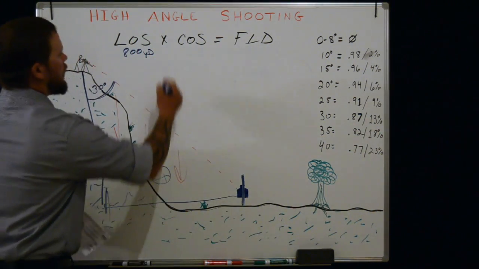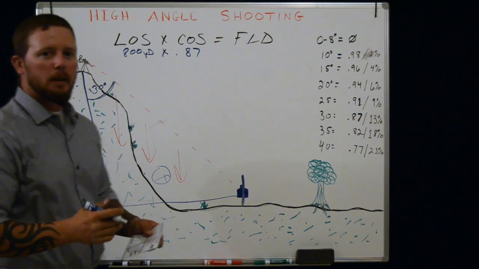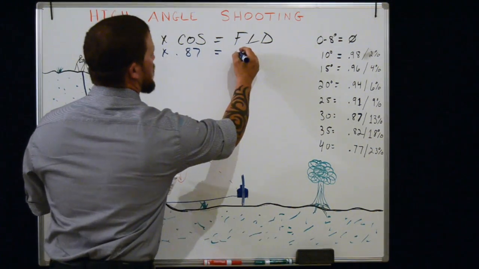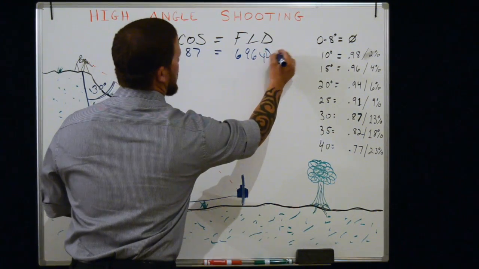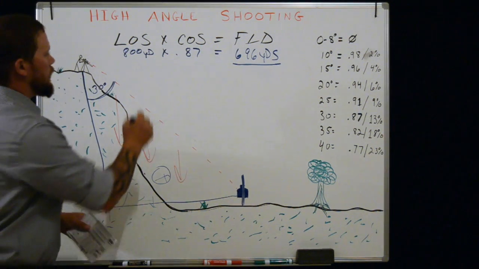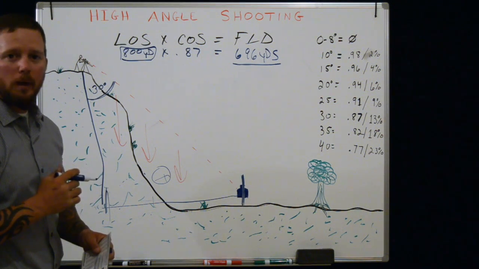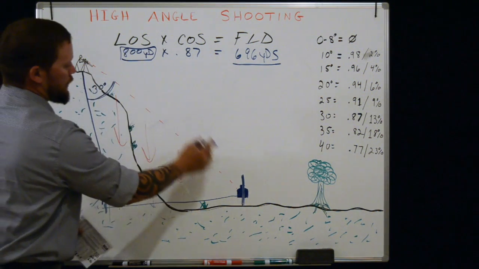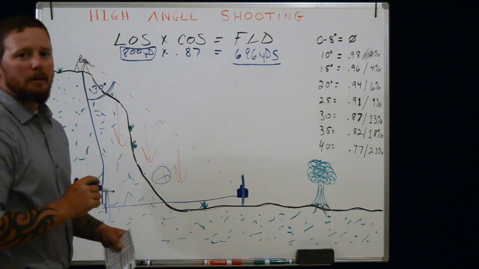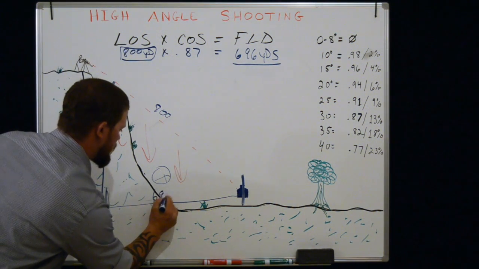So what we'll do is we'll take 800 and multiply by 0.87. That's going to give us our flat line distance, and that distance is going to be 696 yards. This is what we are setting our elevation for. Now don't forget about your 800 yard shot, because we still have to remember that yardage when we're making our wind calls. The bullet is still traveling 800 yards, but it's only being affected by gravity for 696. So here's 800, but this is 696.